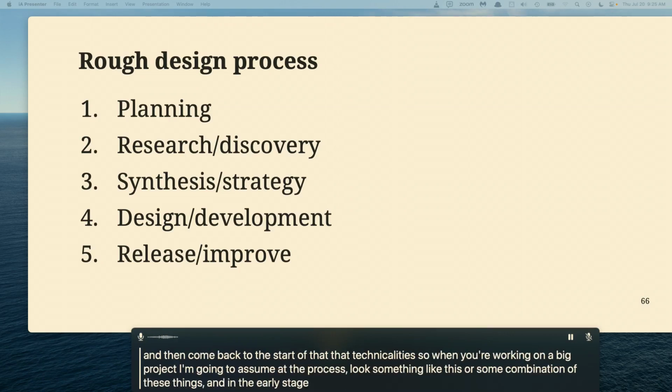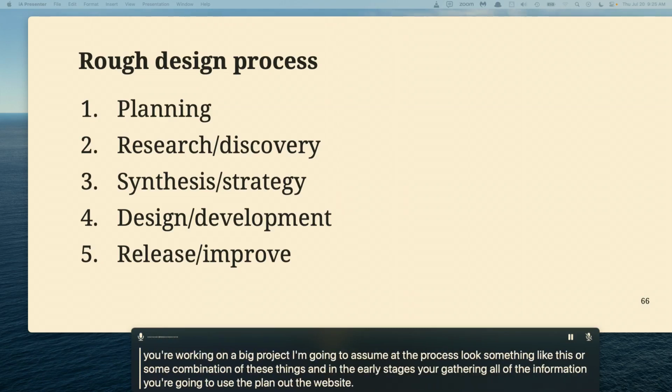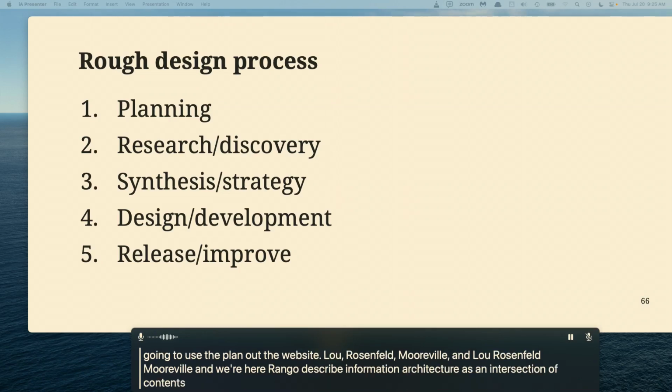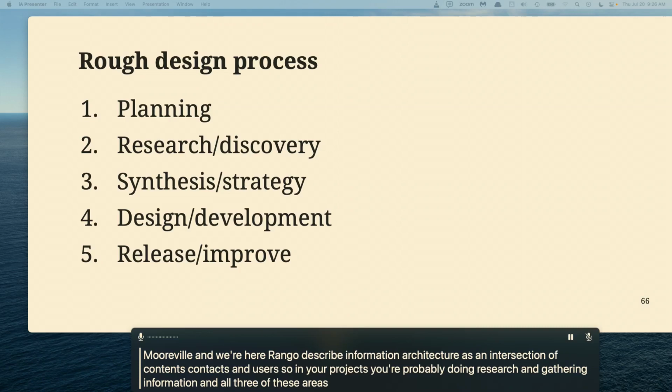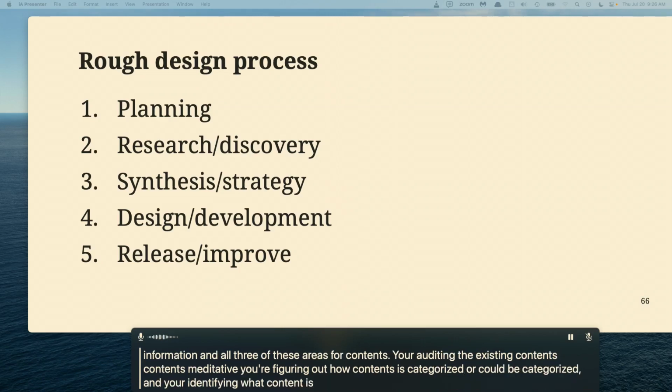In the early stages, you're gathering all of the information you're going to use to plan out the website. Lou Rosenfeld, Peter Morville, and Jorge Arango describe information architecture as an intersection of content, context, and users. So in your projects, you're probably doing research and gathering information in all three of these areas. For content, you're auditing the existing content types, metadata. You're figuring out how content is categorized or could be categorized, and you're identifying what content is missing.